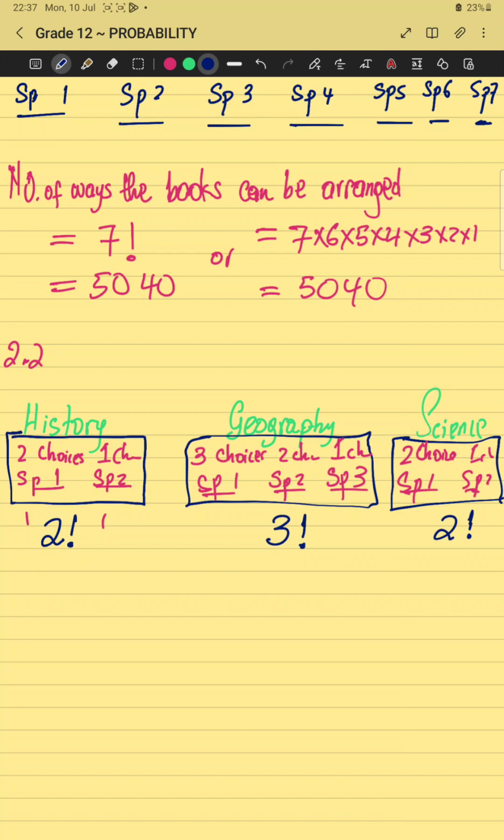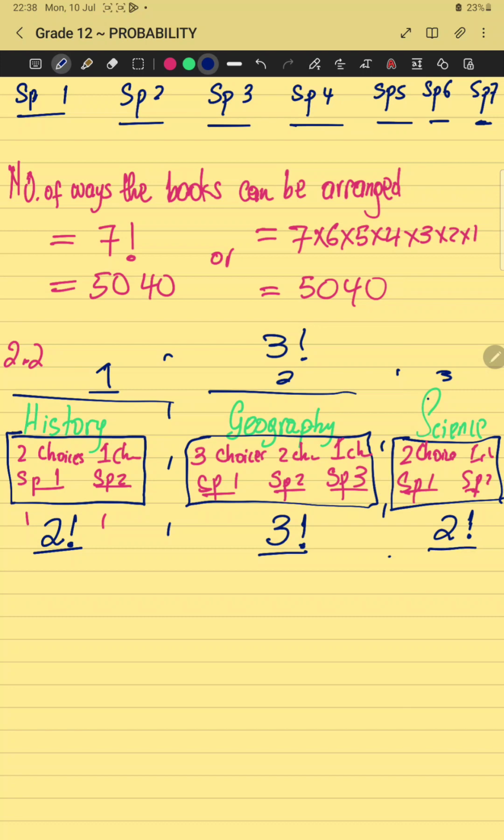arranged on. So how many shelves are here? We've got 1 here, a second one, and a third one. So we've got 3 shelves here. This is the first one, the second one, and the third one. So that means there will be 3 factorial for the number of shelves, 2 factorial for the 2 history books, 3 factorial for geography, and 2 factorial for science. I hope it's clear now.